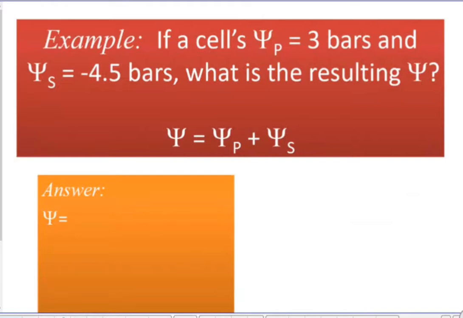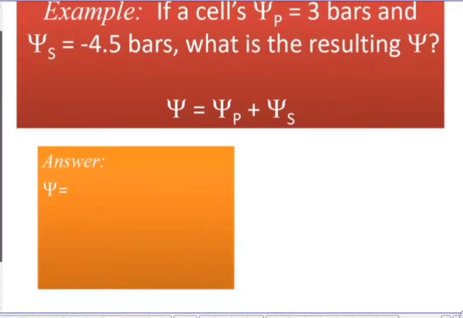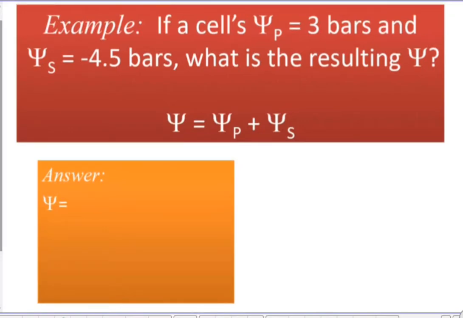Here is our first example. If a cell's pressure potential is 3 and the solute is negative 4.5, what's the resulting water potential? And here, because both your values are given to you, all you're going to do is add those two together. 3 plus negative 4.5. And here I actually wrote my symbol wrong. This is not the pressure potential, negative 1.5. Negative 1.5 is your total water potential here.